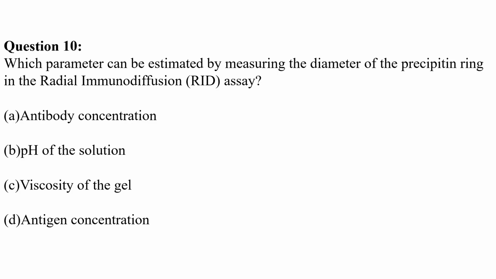The next question is about radial immunodiffusion assay, so that concept will get clearer, I am hoping. Which parameter can be estimated by measuring the diameter of the precipitin ring in the radial immunodiffusion assay? Option A, antibody concentration. Option B, pH of the solution. Option C, viscosity of the gel. And option D, antigen concentration.